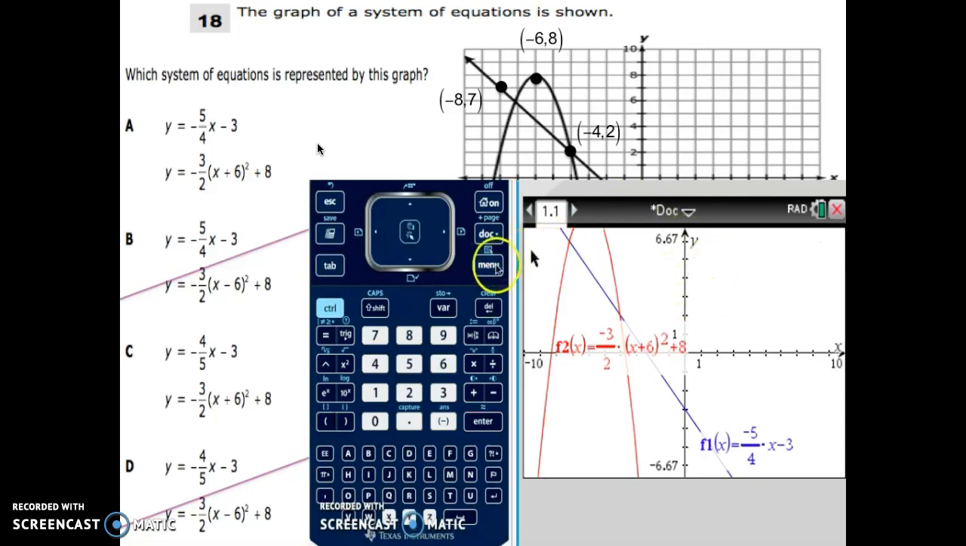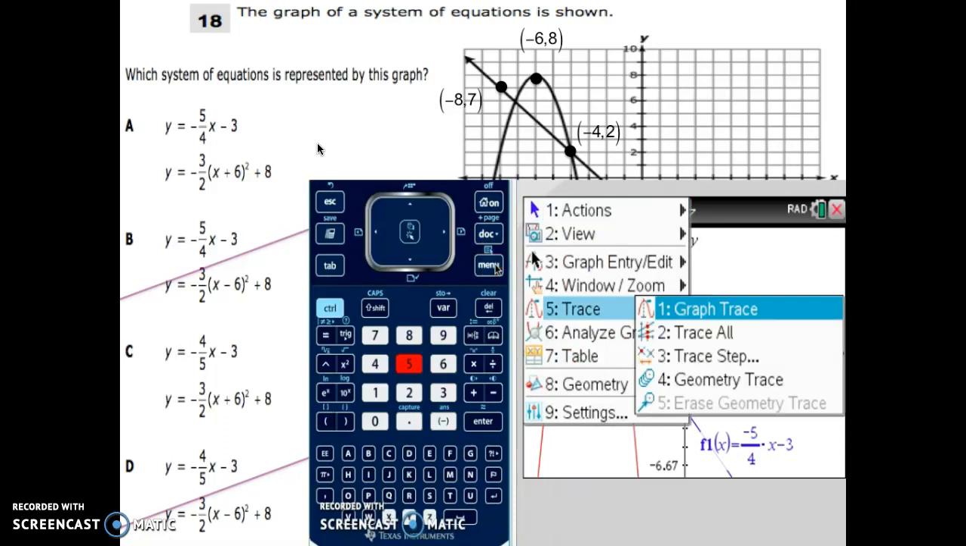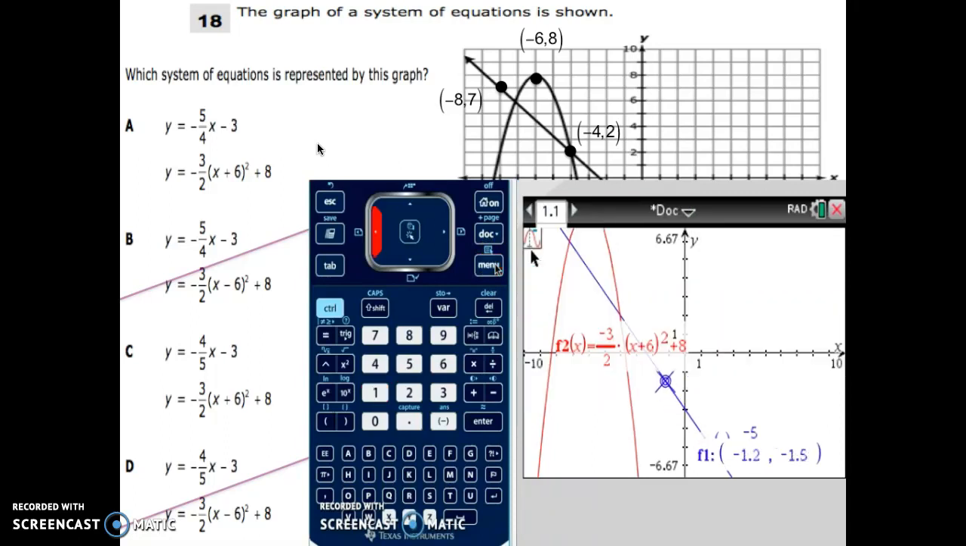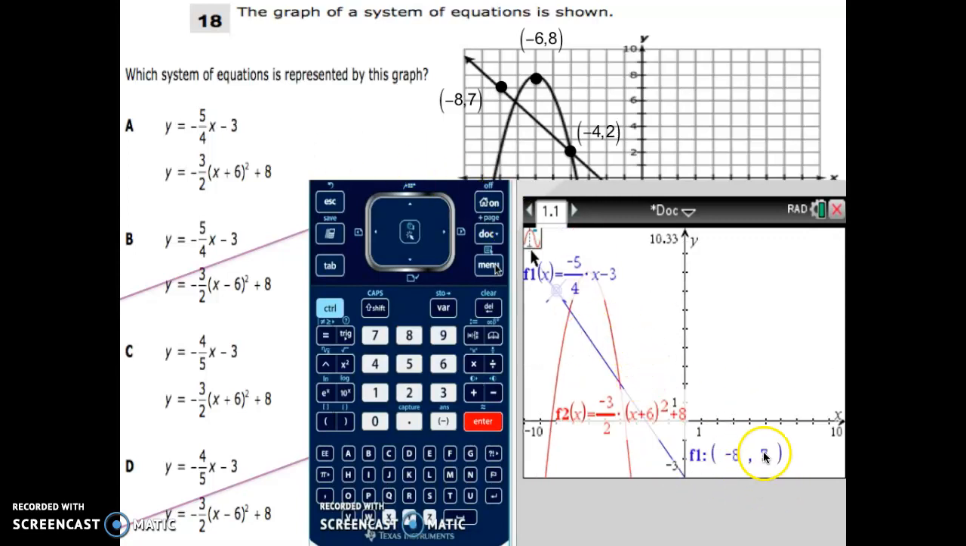So we want to focus on the line, because that's what we're looking for the coordinates on. When we do menu 5-1, make sure that we're on the blue one here, which is my line. I need to type in negative 4 and see if it gives me 2, and it does. And then I need to type in negative 8 and see if it gives me 7, and it does. So the answer is A.